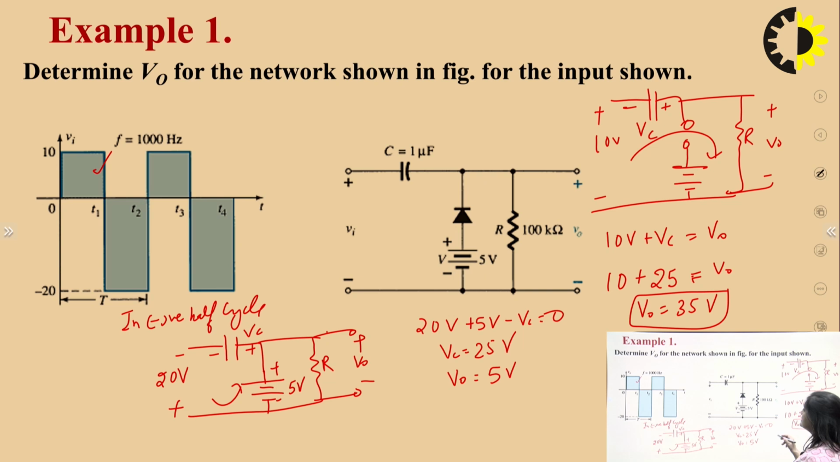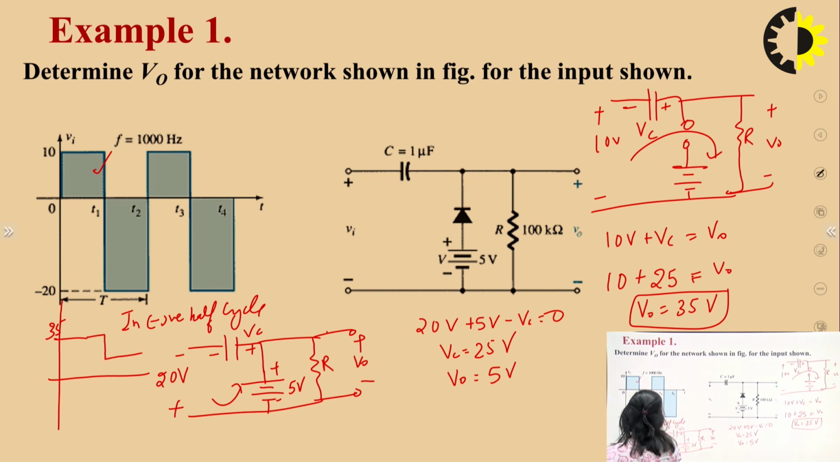So we can see now if we draw the input waveform, in positive half cycle we have obtained the 35. So this is the 35, and negative half cycle we have obtained the output 5. This is 5 volt. Again it is 35. So total swing we can see it will be 35 minus 5, that is 30. And here we can see 10 minus 20, it will be 30. So total swing it will be same.